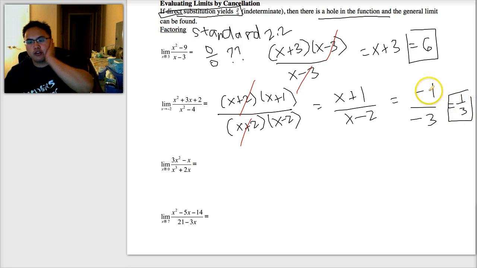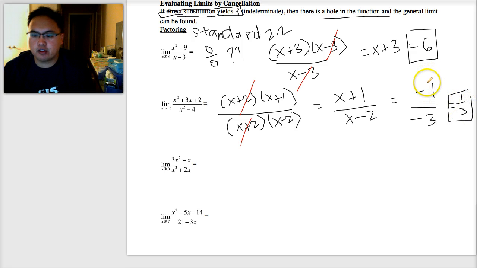And I could do more factoring for you guys. I think we've done enough. I think you guys are comfortable with it. You guys did it on your midterm, so I'm not going to do any more of that.